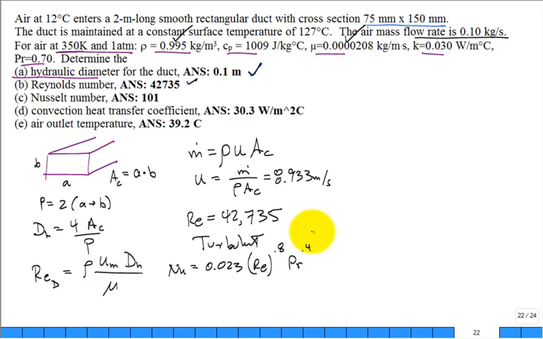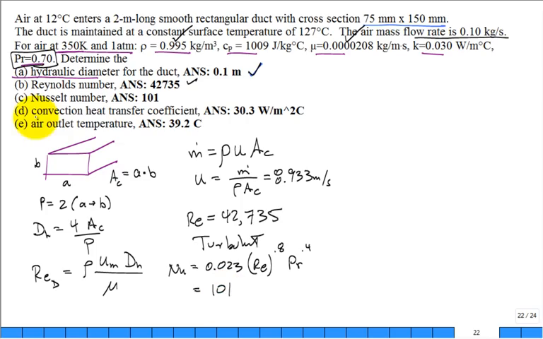Look at the Prandtl number for air. It's 0.7 anyway. It's not going to make a big difference. But keep it consistent with the textbook, Prandtl to the 0.4 power. Okay, so you run this one, and we calculate the Nusselt number is 101. That's using the Dittus-Boelter.